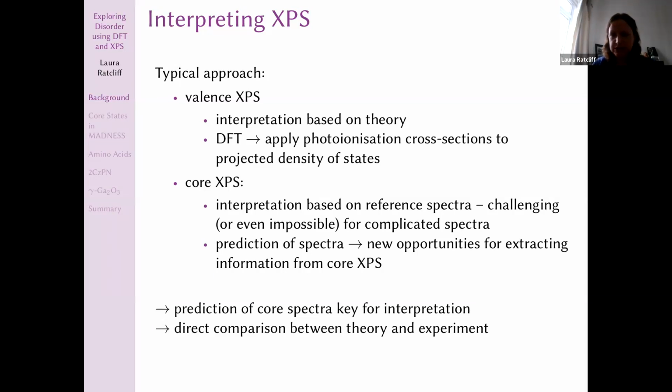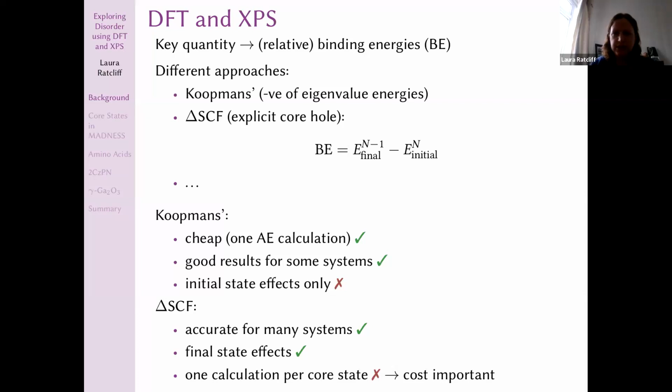And this also enables us to do a direct comparison between theory and experiment. So it's not just useful for interpreting experiment, but it could also be useful for validating our theory, as I'll show in the example of gallium oxide later on. So how do you actually calculate core XPS with DFT?